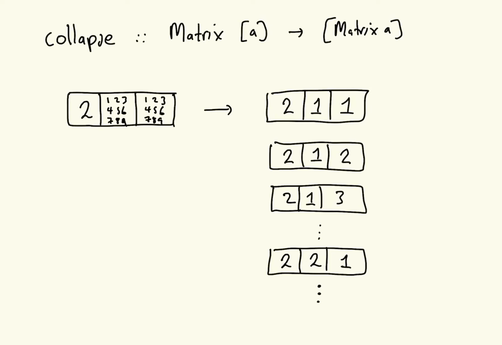It's going to take a matrix where the entries are lists, and then it's going to consider all possible combinations of choices that you could make for each of those cells. So in order to define this function called collapse, what we're going to do is first of all define a function that produces all possible combinations of elements from a list of lists.